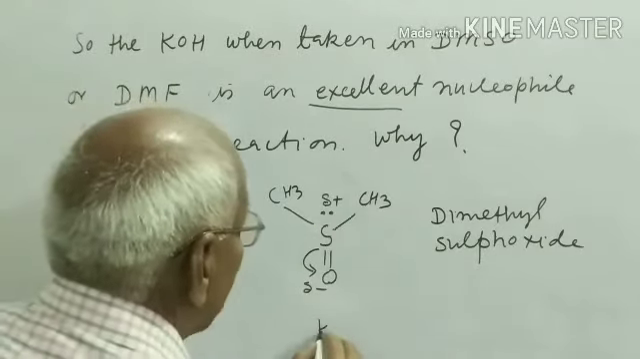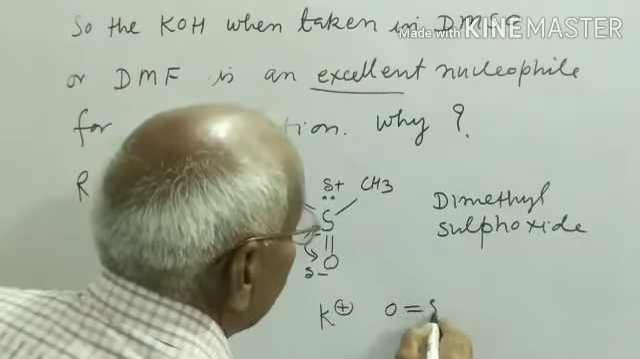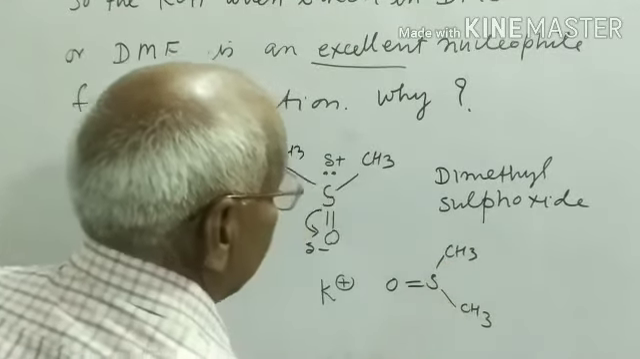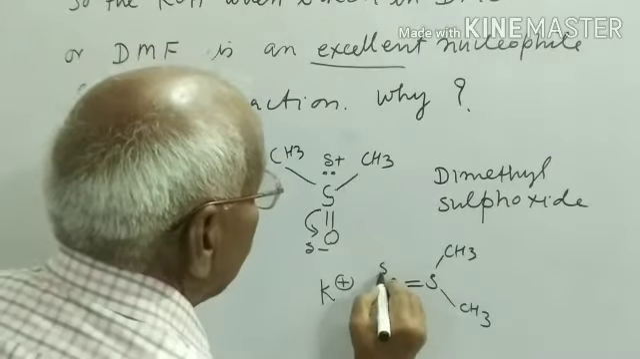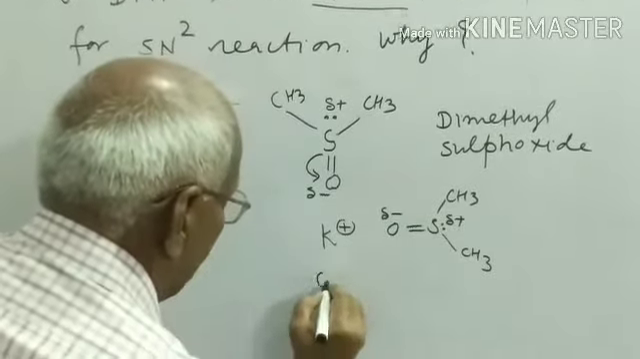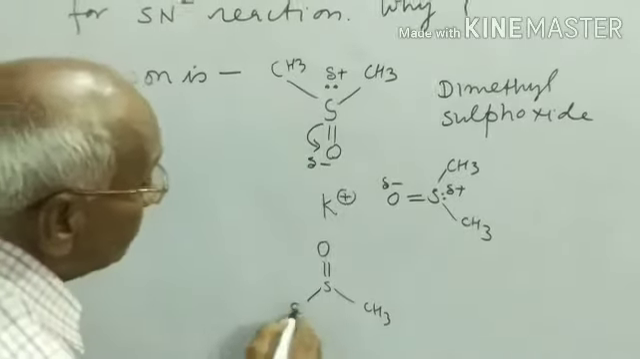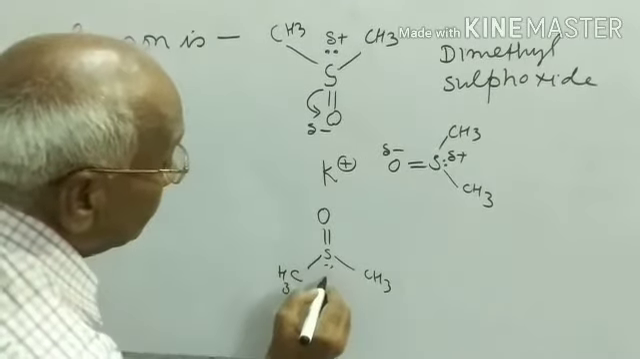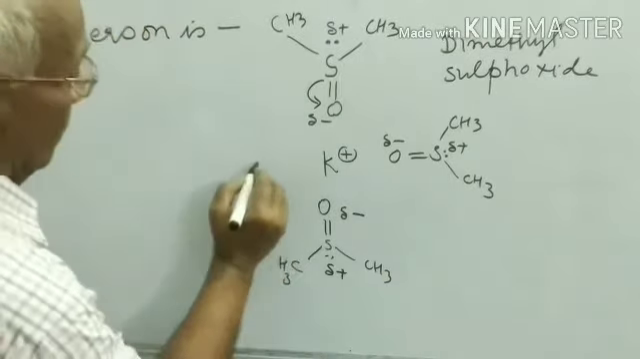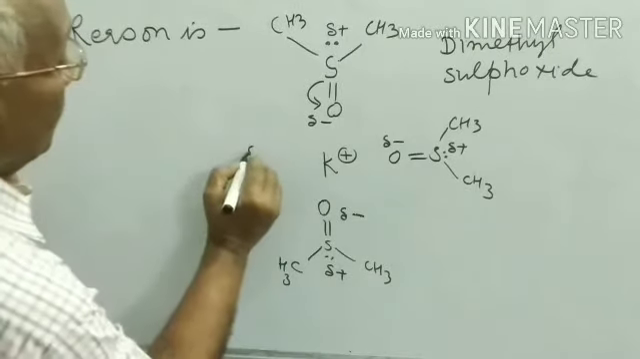This interacts with the potassium ion. Similarly, you can write here another DMSO. Again polarity exists between this and this. You can take one more. So, this is CH3, this is CH3, this is positively charged, this is negatively charged, and one can take one more to look beautiful.